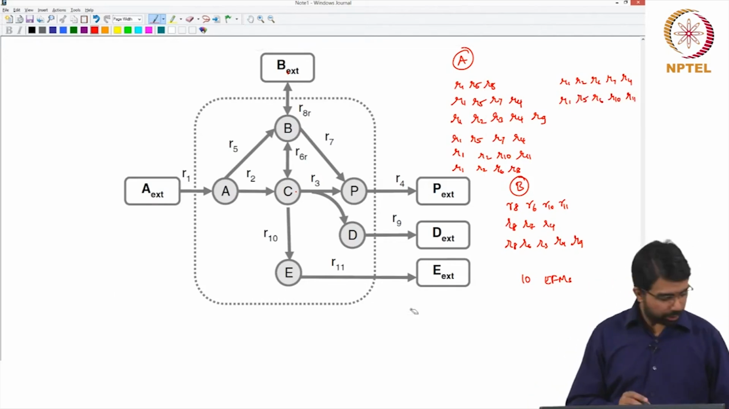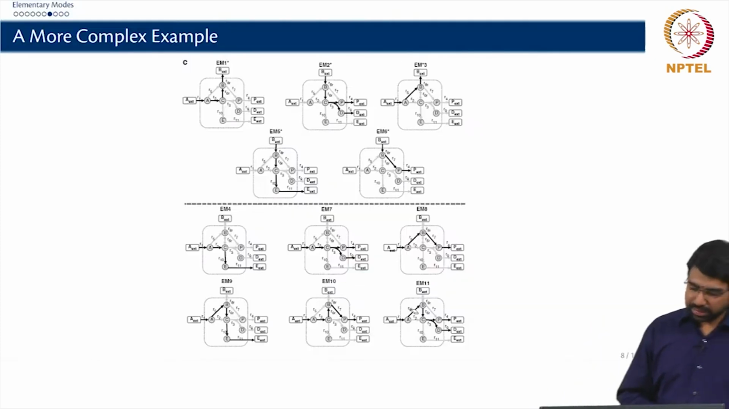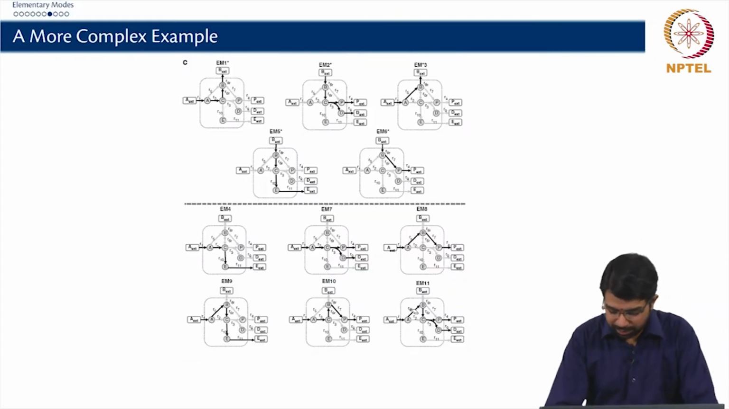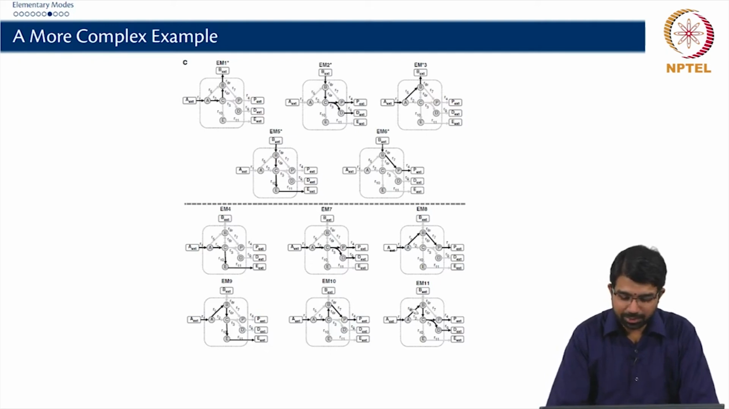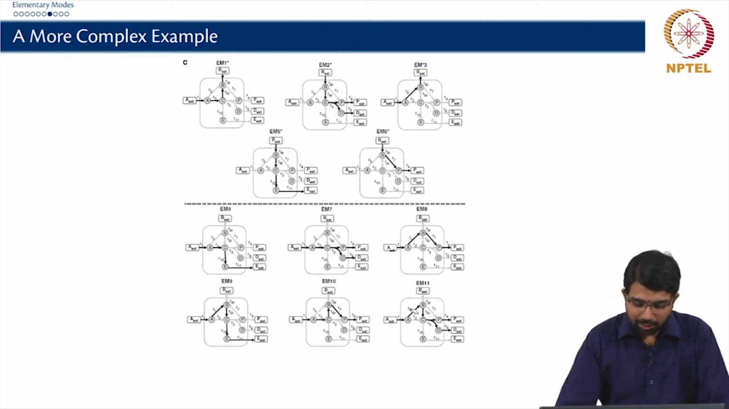Right. So now if you see, which of these are elementary modes and which of these are extreme pathways? All of these are elementary flux modes. Which of these are extreme pathways as well? The first one, the ones on the top, right? Because if you add them up, you can get those on the bottom.